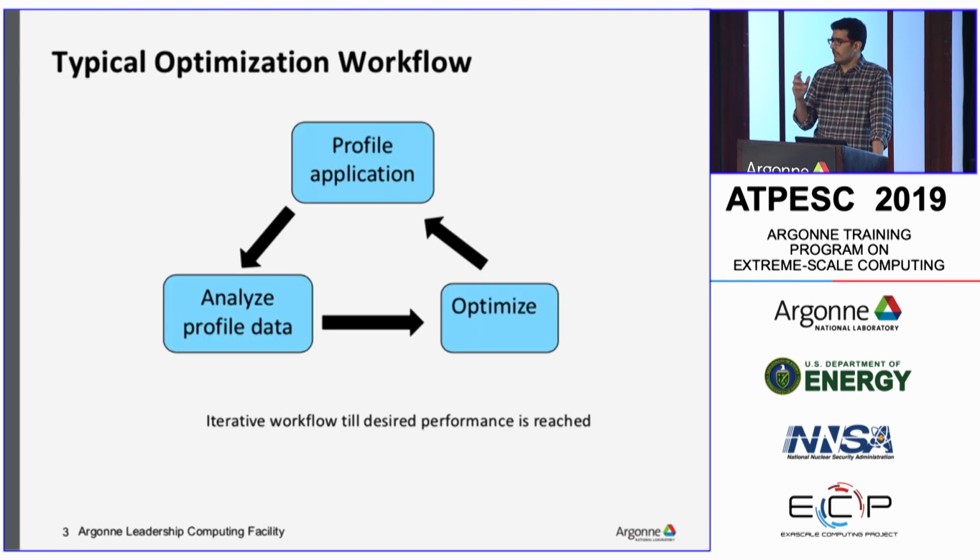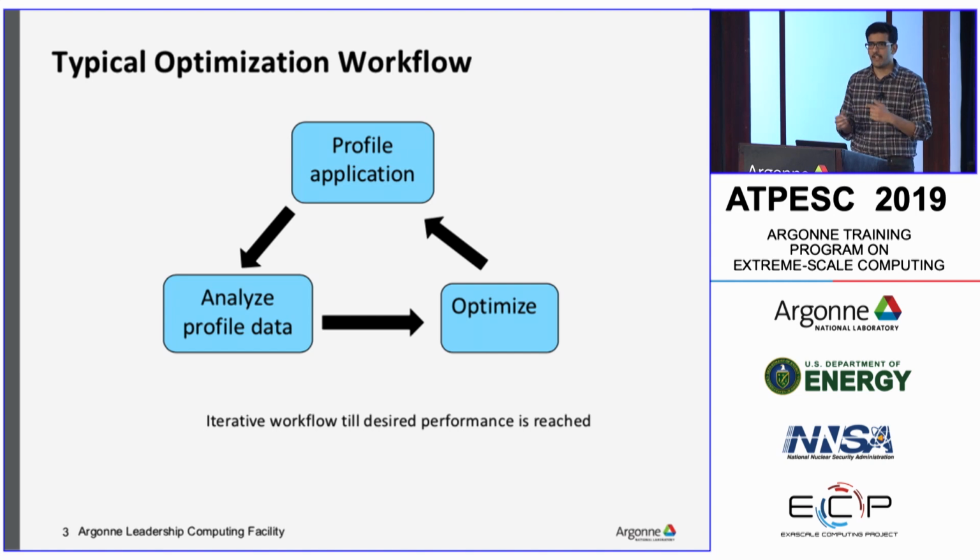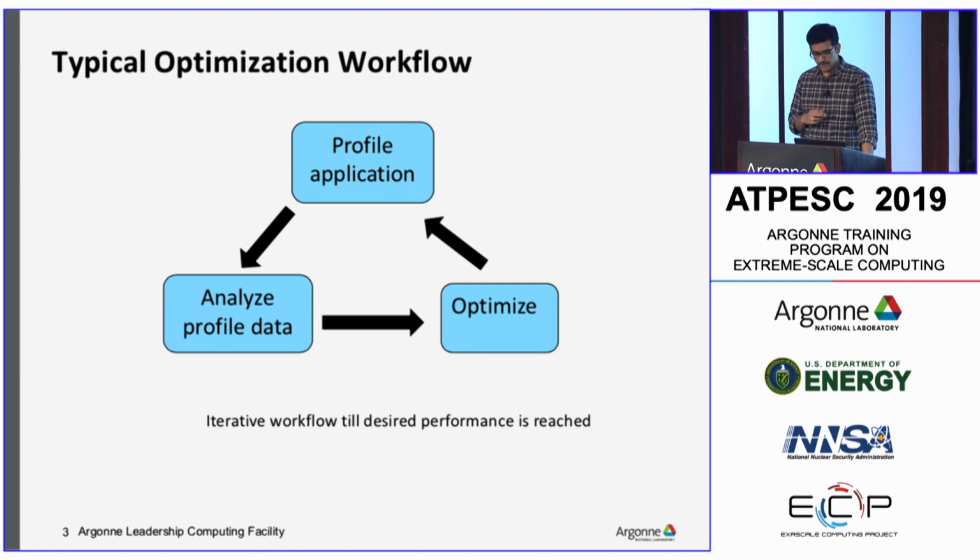There's a typical workflow for optimization. When you have an application, you profile it, and from the profile some data is generated. You inspect and analyze the profile data and use it as feedback to optimize the code. We do this in an iterative fashion until we get the desired performance.